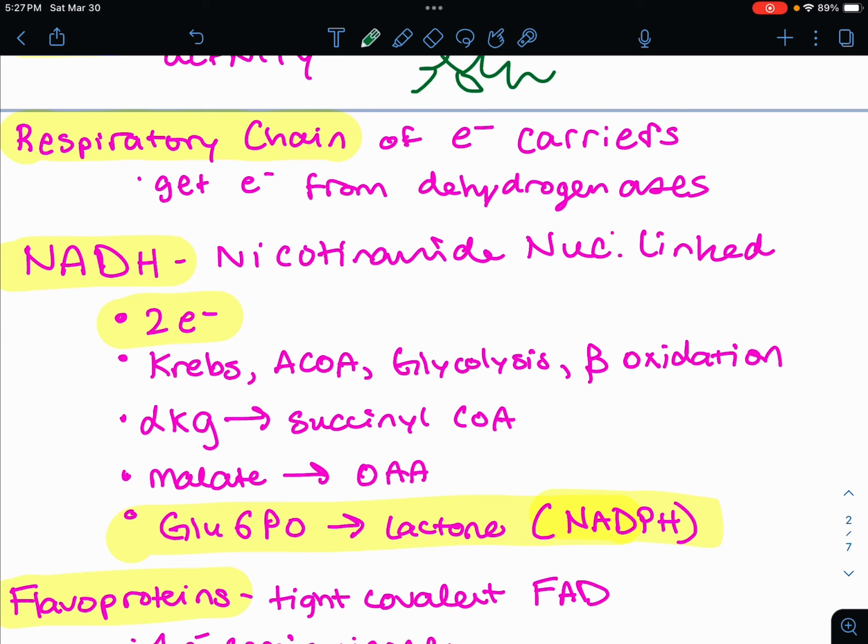This is the series of electron carriers. The dehydrogenases will collect electrons, and they're going to be funneled into universal electron acceptors, such as the nicotinamide nucleotide shuttles, which are NADH, NADPH, or you're also going to have flavin nucleotides, which include FAD or FMN. Okay, nicotinamide nucleotide-linked dehydrogenases are going to be your NAD or NADP. So NAD is going to be the reduced form.